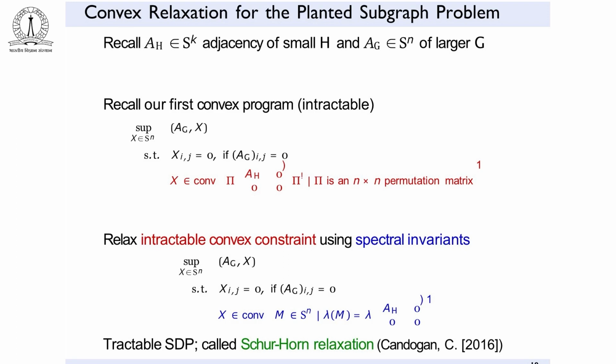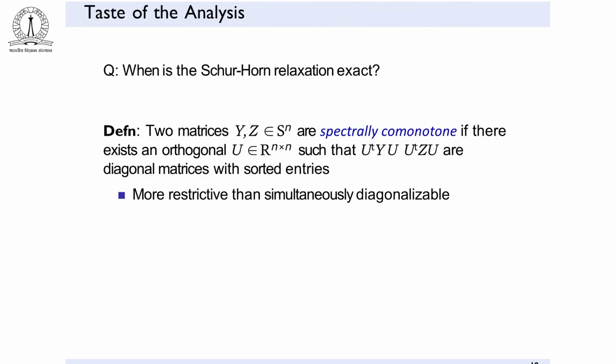So this is tractable. We call it the Schur-Horn relaxation. One question is, when is it exact? When does it actually solve the original problem? So again, we're proceeding in the opposite direction. We write down a solution method and ask when it works, rather than developing a solution method that's tailored to a specific problem, if you will.